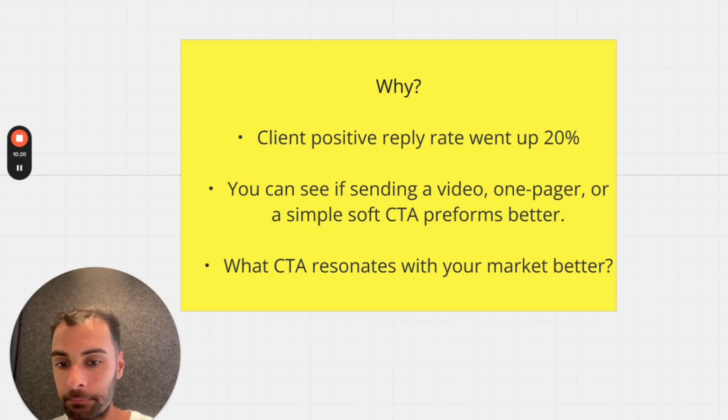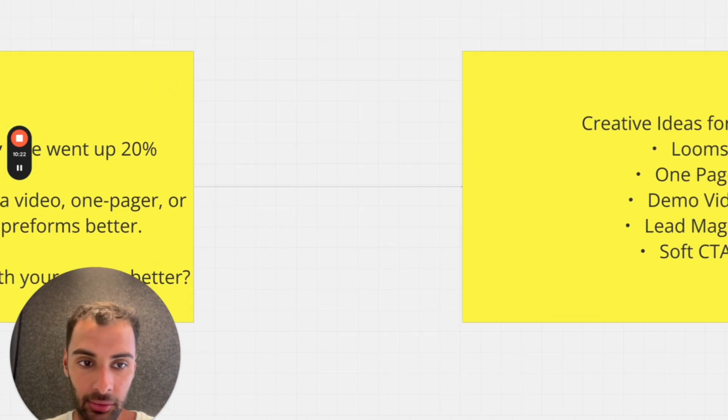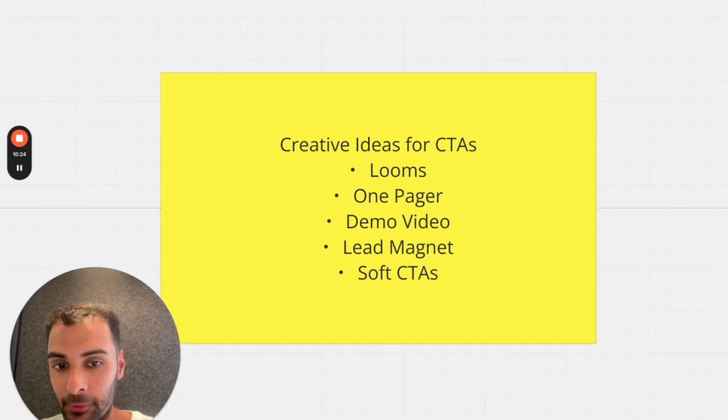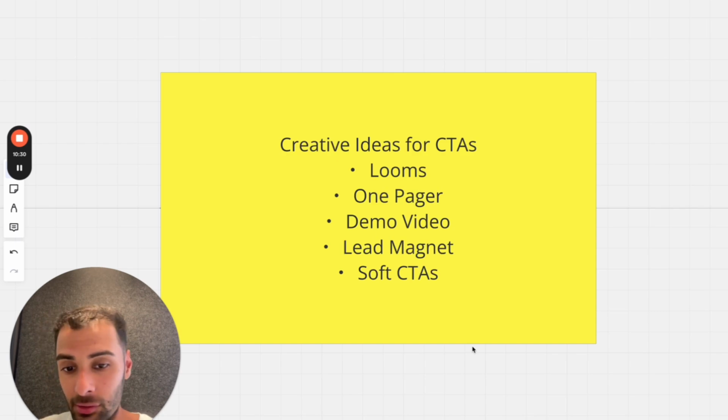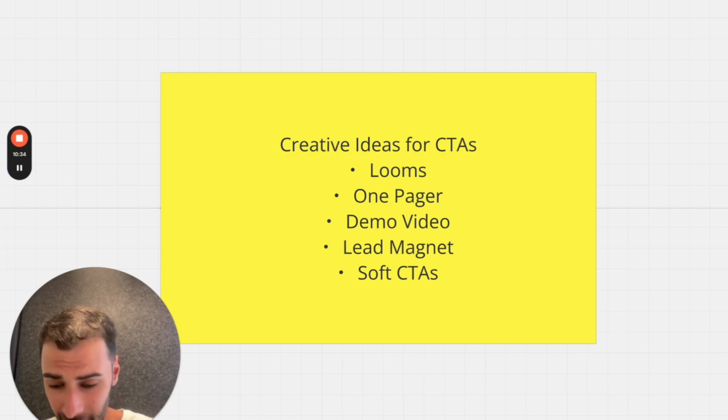So split test your call to action. Here are some creative ideas. You can do Looms, a one pager, a demo video if you have a software company, a lead magnet, and a typical soft call to action. If you do all this, you will eventually find a winner, because there has to be a winner. Trust me, there has to be a winner. And what you can do is just scale that winner.